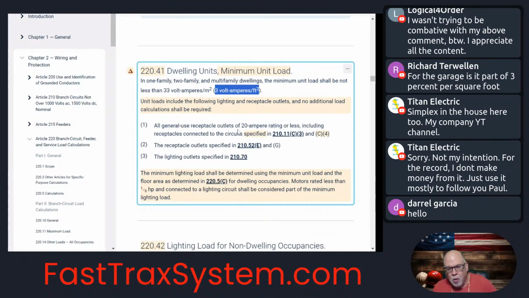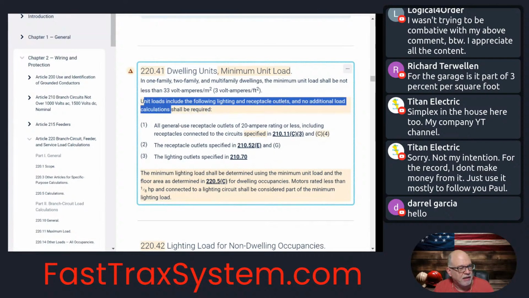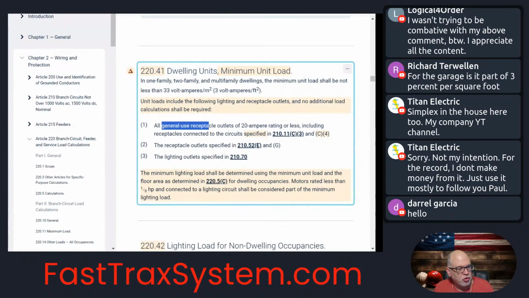Now, interesting, when it comes to that 3 VA per square foot, what does it cover? Well, it's pretty clear down here that it says unit loads include the following lighting and receptacle outlets, and no additional load calculation shall be required. So all of your general use receptacle outlets of 20 amperes or less, including receptacles connected for the circuits specified in 210.11(C)(3), the bathrooms, and (C)(4), the garages. So no additional value needs to be added, so that's where we asked that question. I'm not sure who asked the question. I think it was Richard who posted it. So this is where you know that that 3 VA is covering those as well.